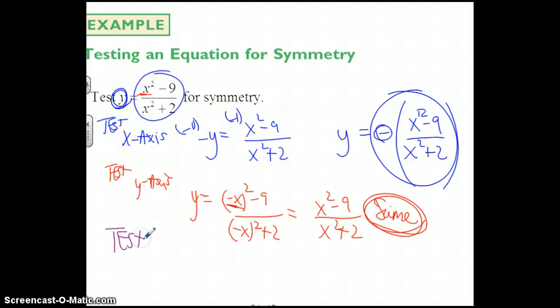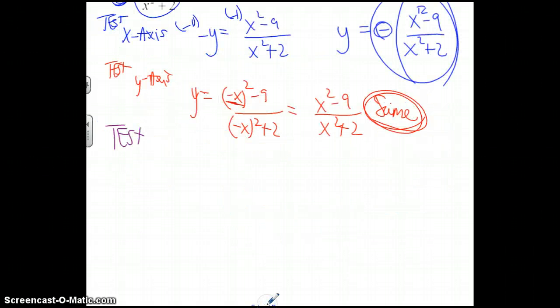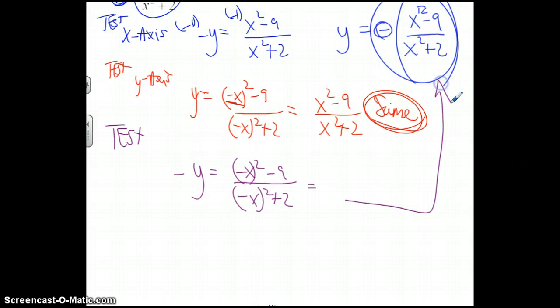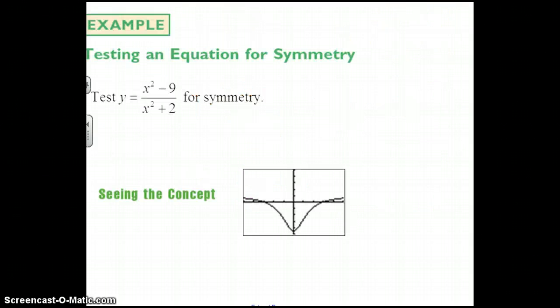You can also test for symmetry about the origin. But again, I don't think this will work because you're going to get the opposite function again. This scenario is going to happen. I'm replacing y with negative y and x with negative x. But again, I think I get the same thing as I did up here in blue. It's the opposite. And so I would say no, that does not have symmetry about the origin. If I were to graph it on my graphing calculator, you can see that it surely does have symmetry about the y-axis.